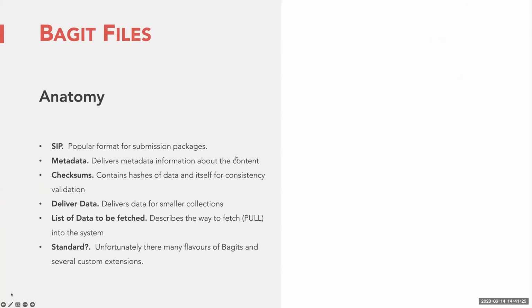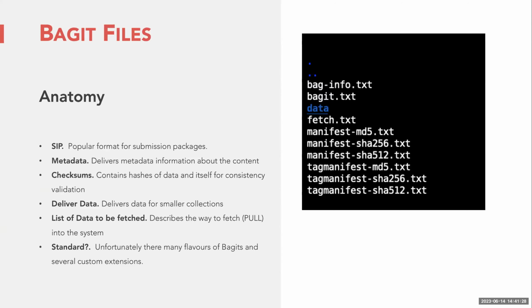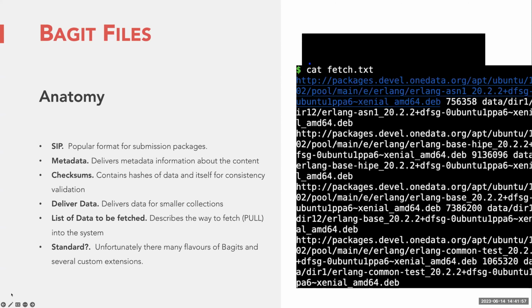Switching back to the presentation, Baggit itself is a popular file format which is usually delivered as a zip or a tarball or a tar.gz. It usually contains the following structure: the information about the Baggit, the data file, the fetch file, the things which need to be fetched from the internet, as we did before, and some manifest for the checksums of all the data you have there, and metadata itself. So this is the minimum Baggit file, but there are more complex ones.